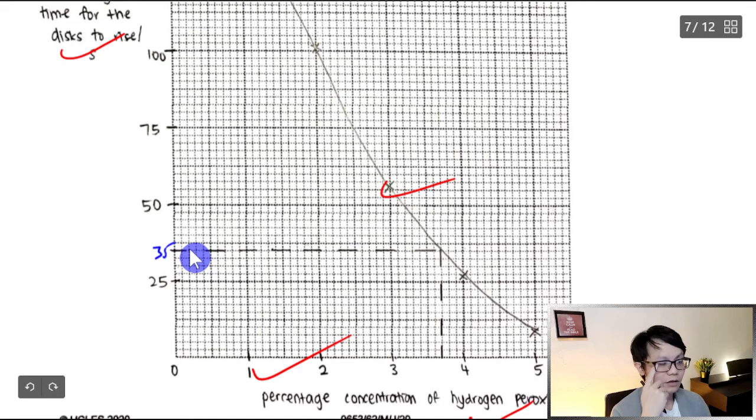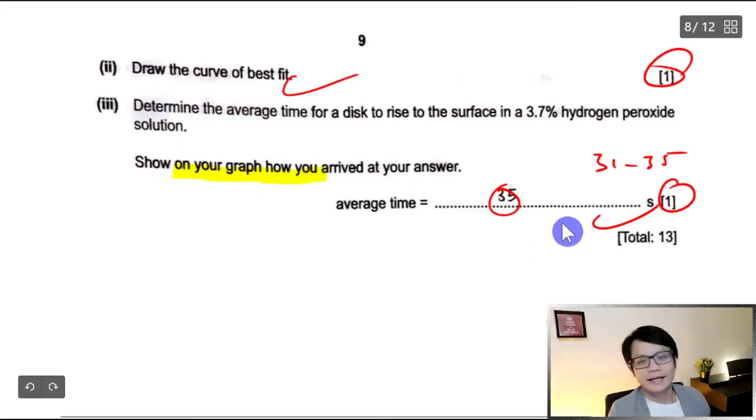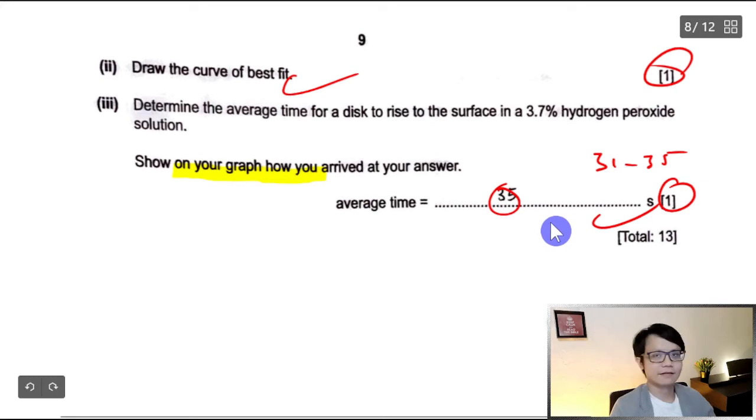The student got 35. Okay, it should be like that. Maybe the student didn't draw properly, so he got the 35 just right. Okay, but you should draw nicely, because one more and it will become wrong.